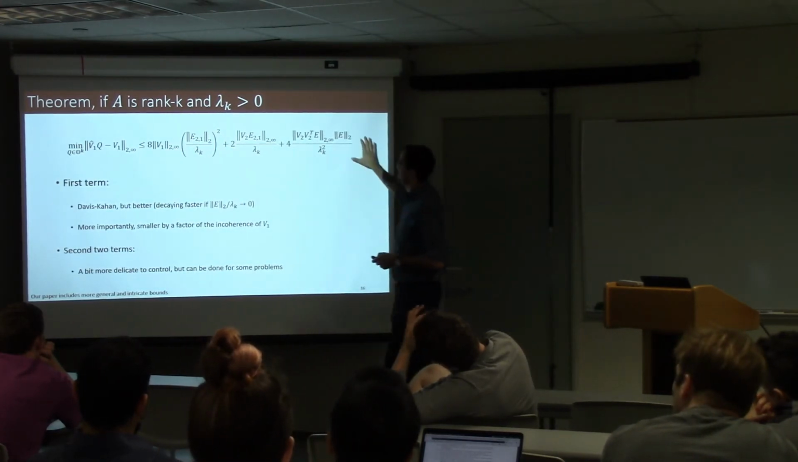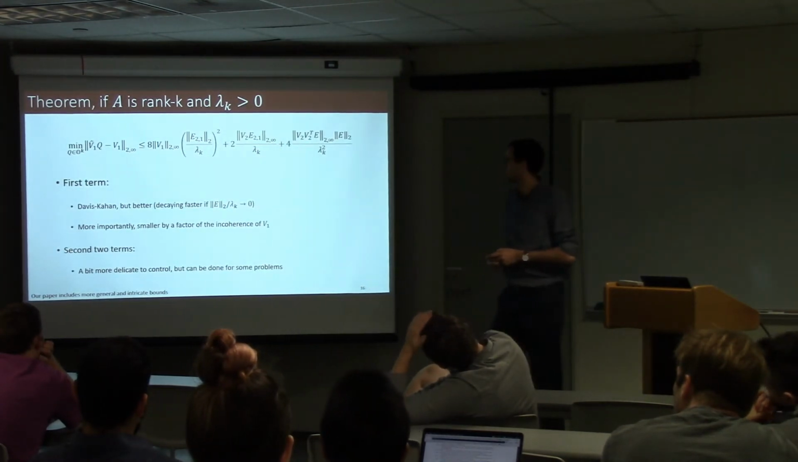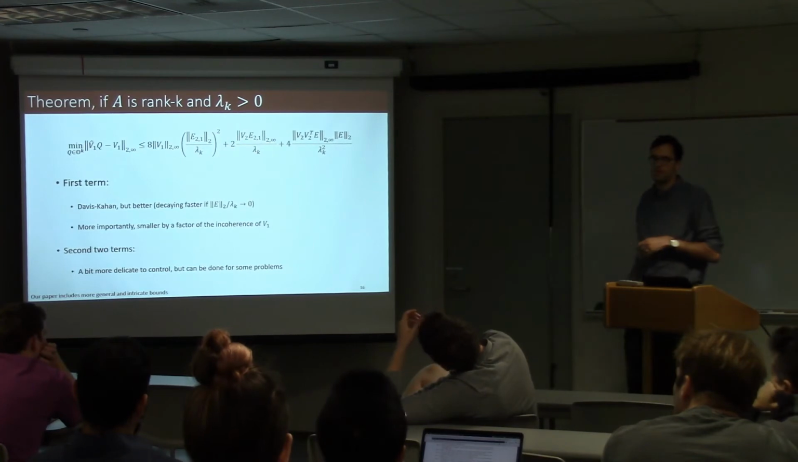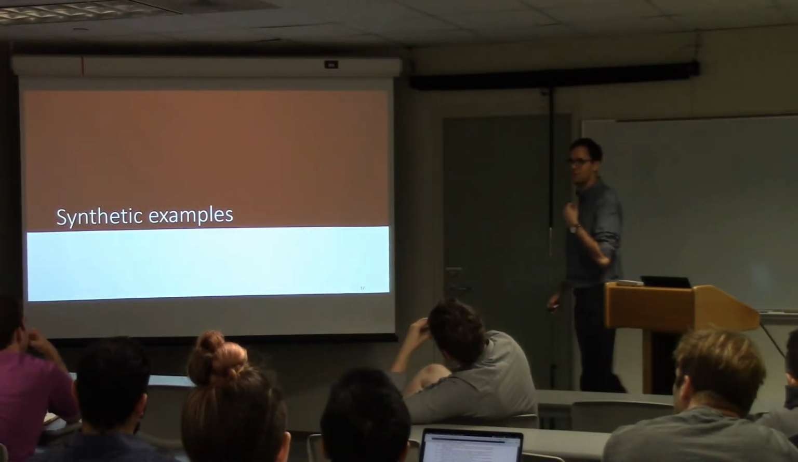These second two pieces are a little harder to control, but you can for certain assumptions on randomness of E or so on. Okay? All right, so I'll give one synthetic example to say that we have these bounds and they work, and then conclude.